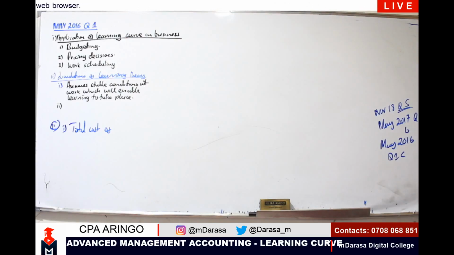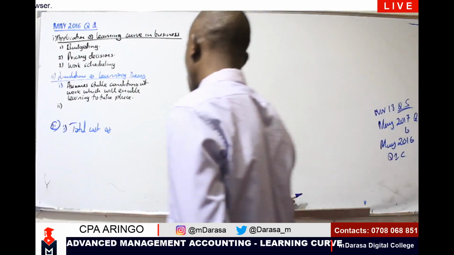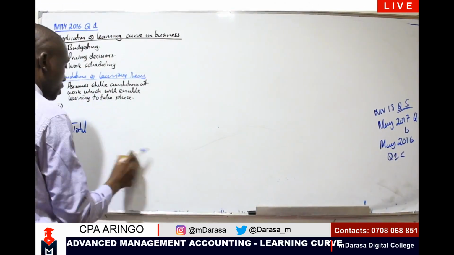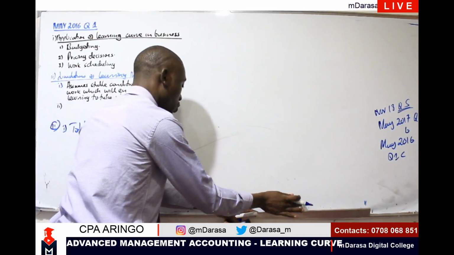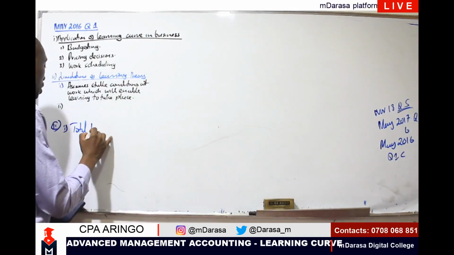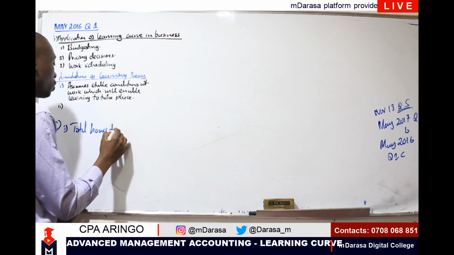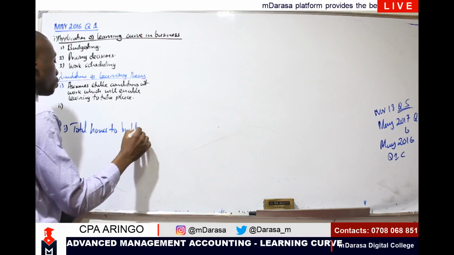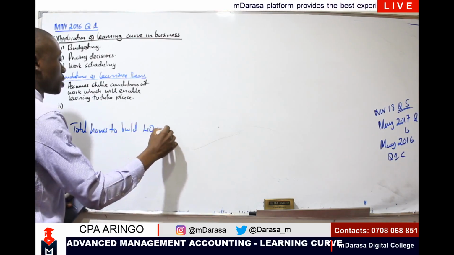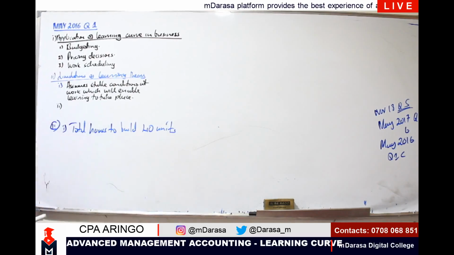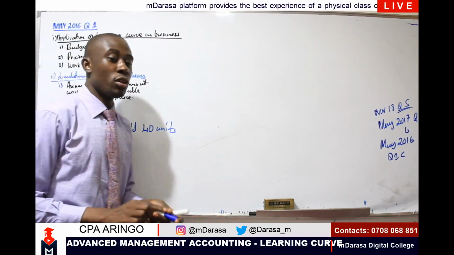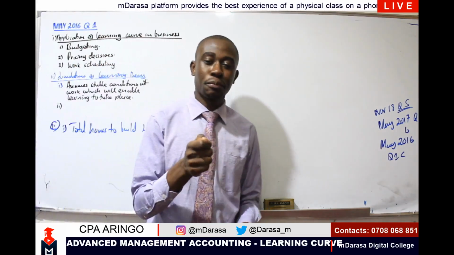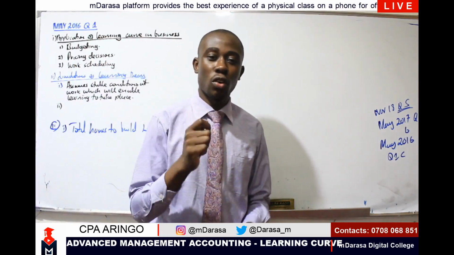So I'm having total hours to build 40 units. That is what the examiner wants us to determine. The total hours to build 40 units. So at this point, straight away, I should recall the concept of learning curve.